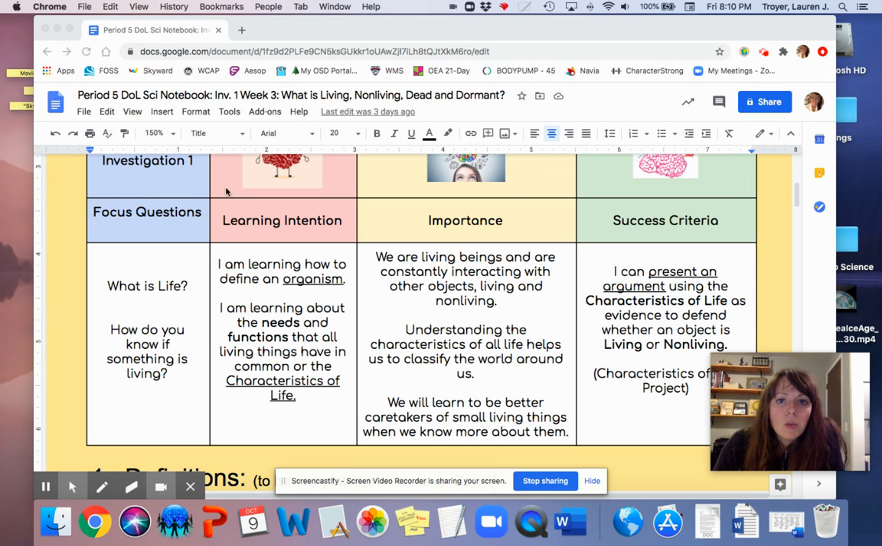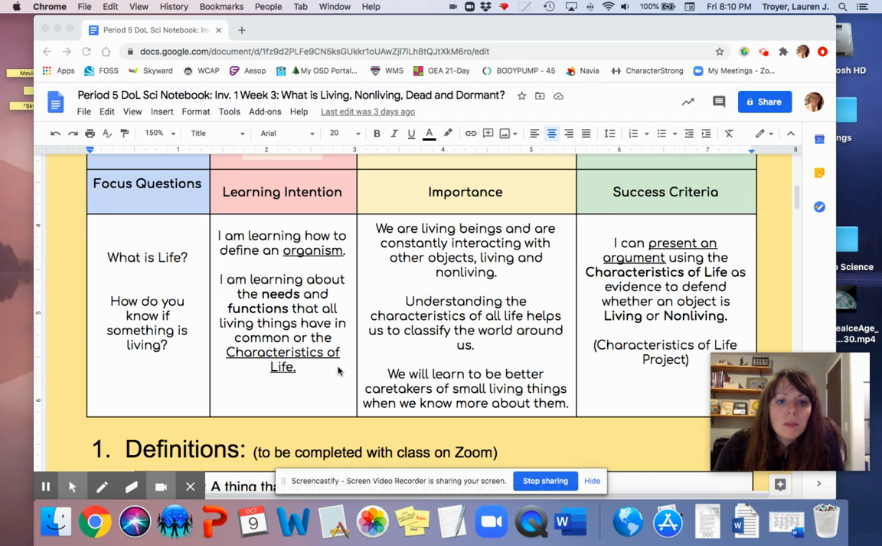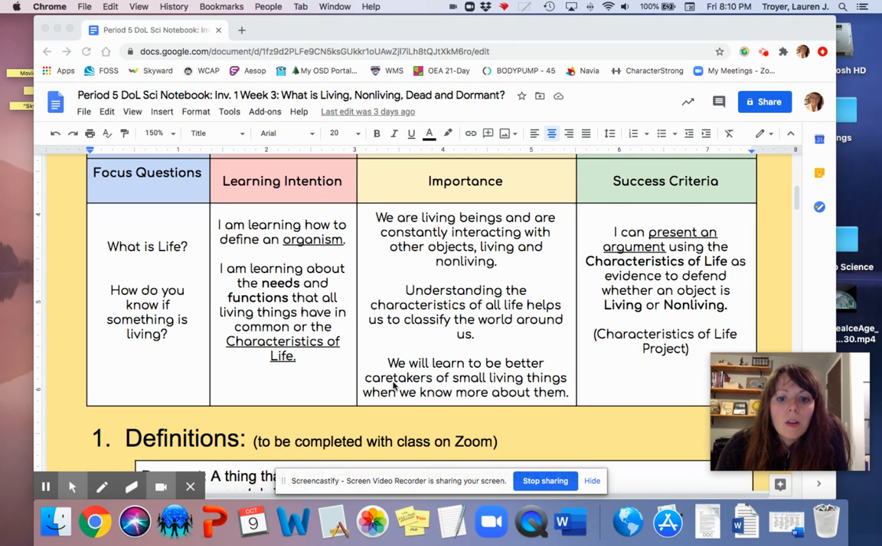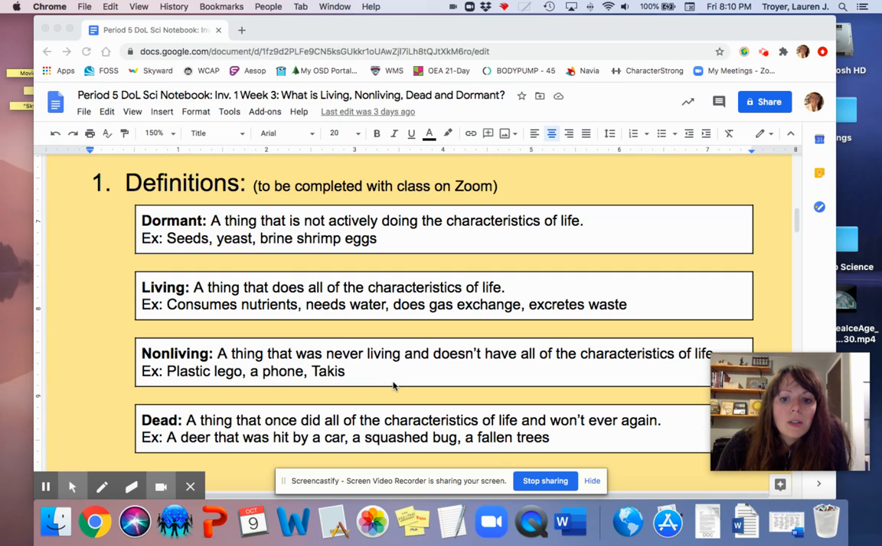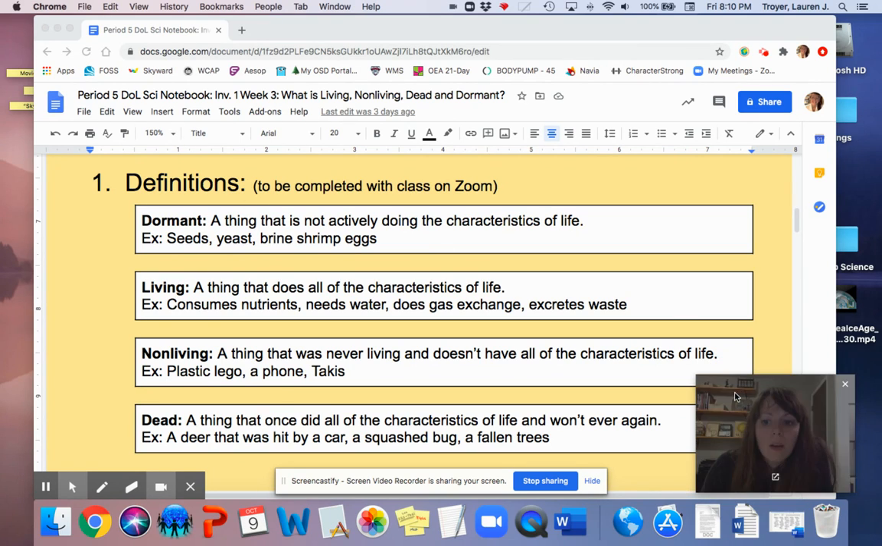What are we learning about this week? We're still in investigation one. So we're learning how to define an organism and we're learning about the needs and functions that all living things have in common, also known as the characteristics of all life. Here are the definitions that we did in class on Zoom, and we came up with some examples together. So if you are not on Zoom, you need to probably pause the video now so that you can record these in your science notebook.